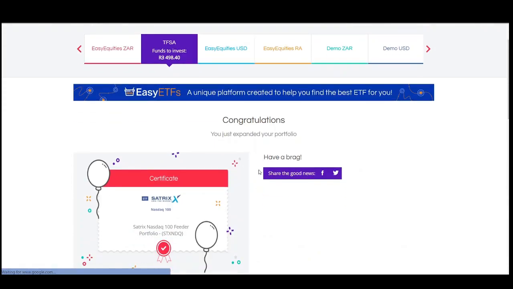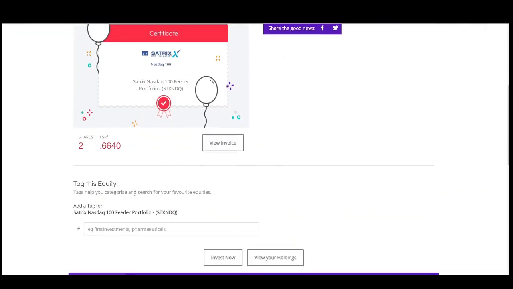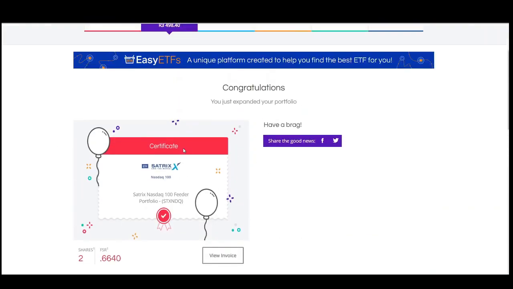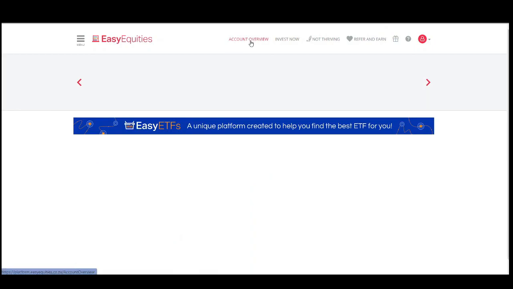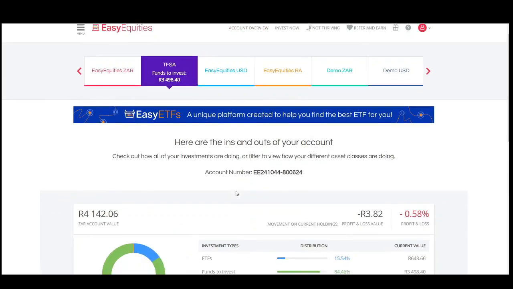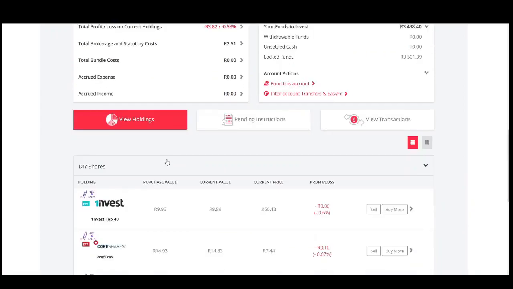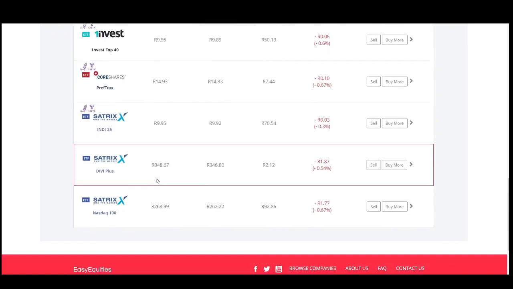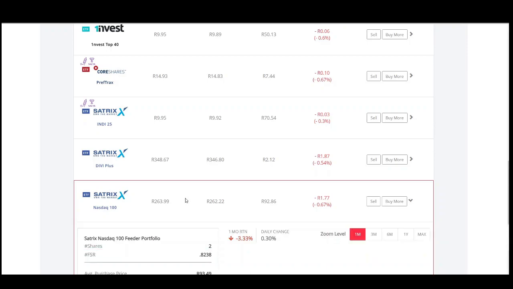Right. Then they tell us that they have a break. No, we're not gonna break today. So then, now that we've just bought this ETF, we need to go and see where it is. So you will go to account overview. If you go to account overview, then you will go to view holdings. From here, we have Nasdaq 100. As you can see, it's 260 something because yesterday I bought some more.